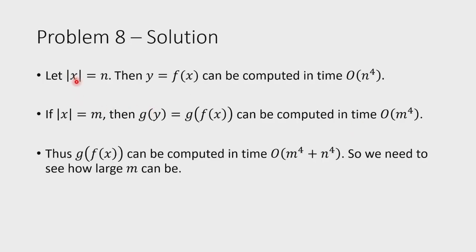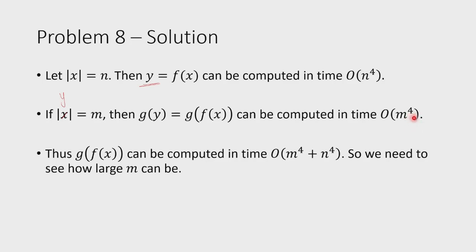Let us suppose we are given a string x and its length is n. Then the string y equal to f of x can be computed in time order n to the 4, because f runs in time order n to the 4. Okay, there is a typo here, this is y. Now suppose that the length of y that we have computed is m. Then g of y, which is g of f of x, can be computed in time order m to the 4.